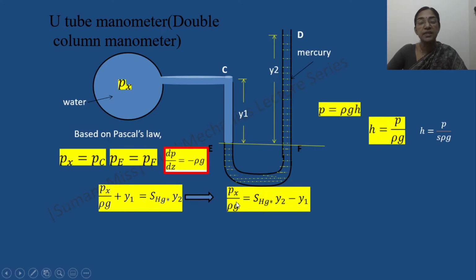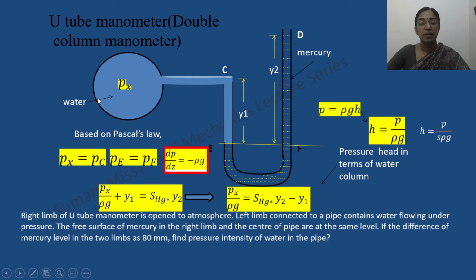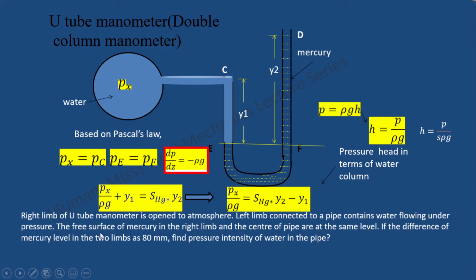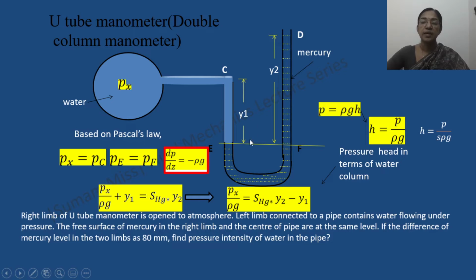So Px by rho g indicates the pressure head at this point, and it will be in terms of water. This can be explained by an example. This example is similar to the situation explained here. Here the right limb is exposed to atmosphere, whereas the left limb is connected to a pipe which contains water under pressure.